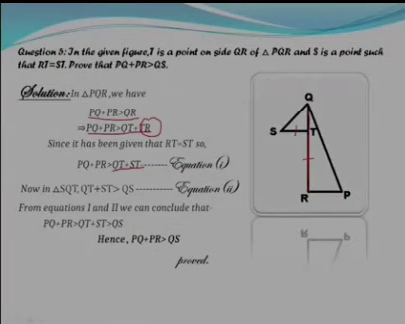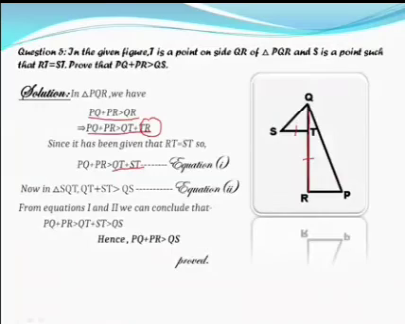Now, if we take a look at the triangle QST with the same inequality theorem, we can write that QT plus ST will be greater than QS. This will give us our second equation. From both these equations, we can find that PQ plus PR is greater than QT plus ST, which is further greater than QS. Hence, from this final equation, we can conclude that PQ plus PR is greater than QS. Let us move on to the sixth question.